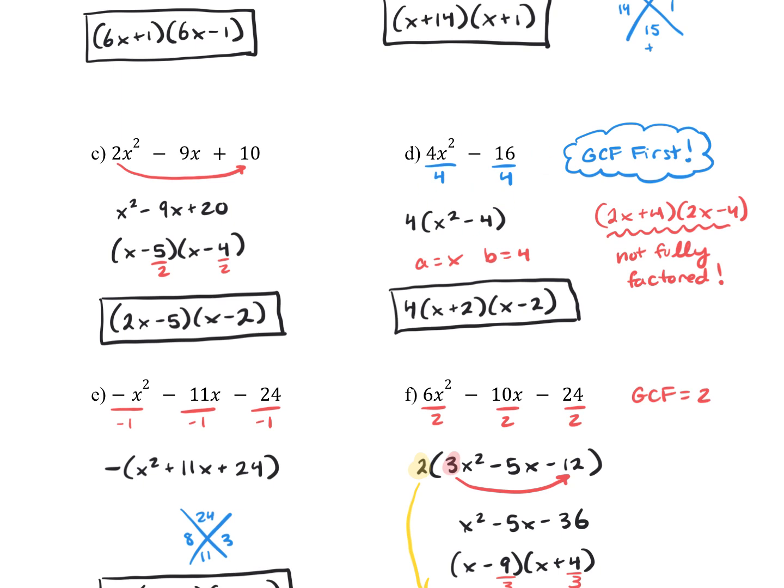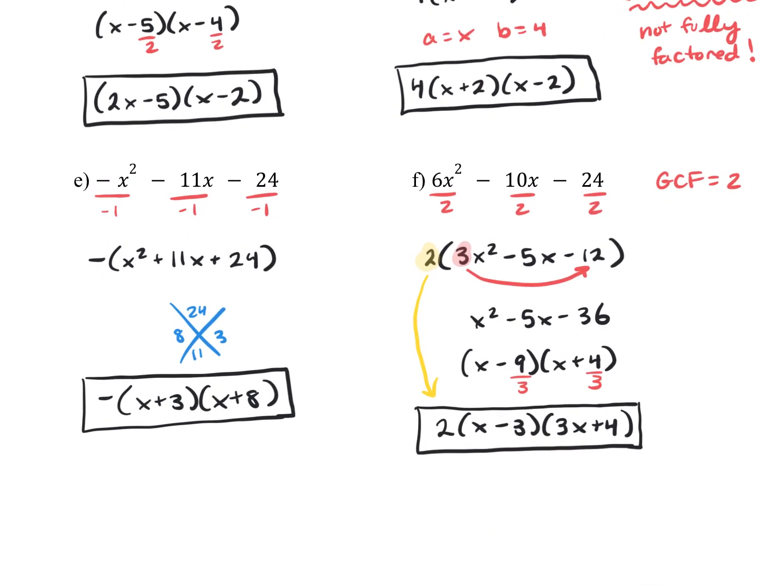For part D, be careful. Although these are both perfect squares to start, if you use your GCF first, then later you can use difference of two squares and you are fully factored. So if you go straight into difference of squares and you have 2x plus 4 and 2x minus 4, this is not fully factored. Each of those actually have a GCF of 2. So again, general rule of thumb, always look for that GCF first and then see if you can factor more after.